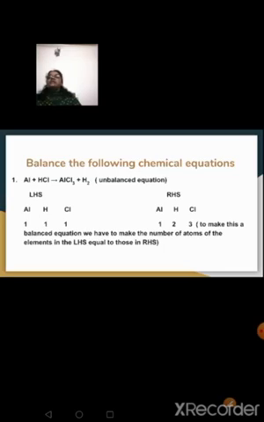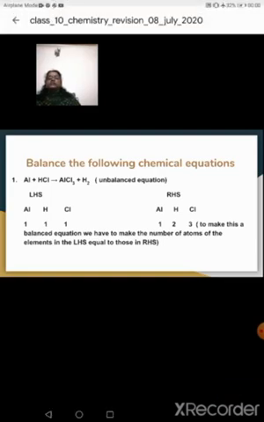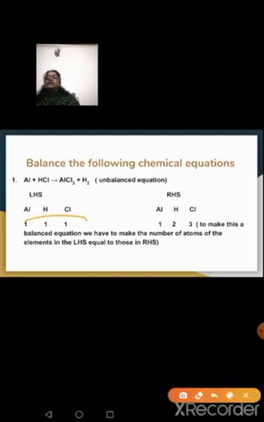Number of atoms I've written, see, Al is 1, hydrogen is 1, chlorine is 1 and the product formed is AlCl3 and H2. So Al is 1, Cl is 3 and your hydrogen is 2. See, look at the numbers here. Here all 1, 1, 1. Here your aluminium, both sides are equal. Your chlorine and hydrogen are not equal here. So I have to make them equal.